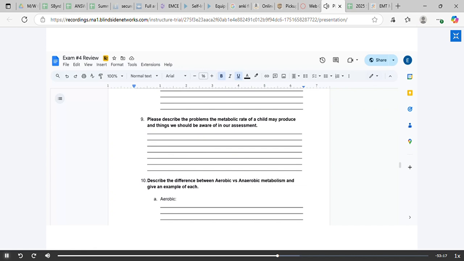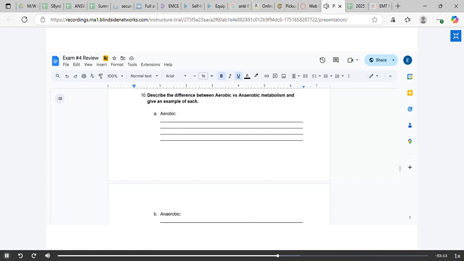Okay. Aerobic versus anaerobic metabolism. Let me see here. Let me find my notes on this one.